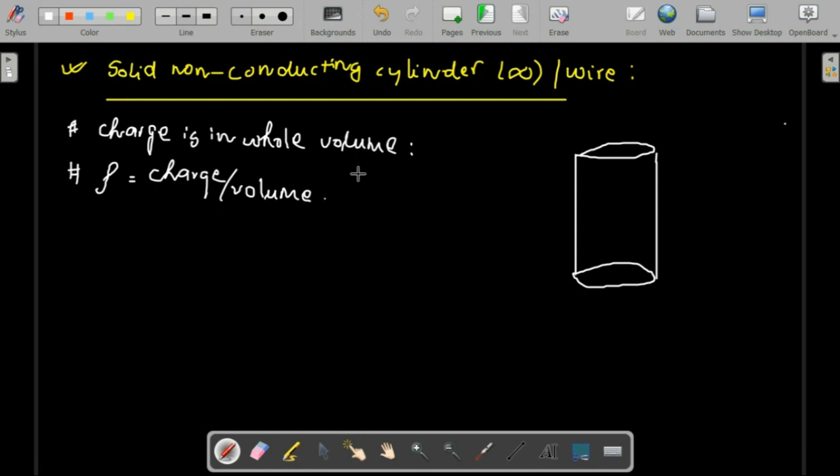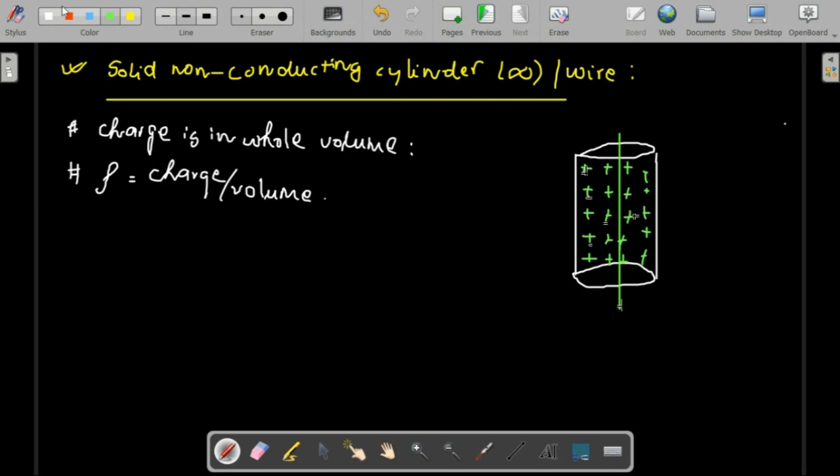Such cylinders will have a charge distribution which will be distributed throughout the cylinder, so we don't have it on the surface. That is the basic difference, and that's why even for solving it the approach is different. So we can have different regions for this. What I will do is find out the electric field. One will be inside and the other will be outside.